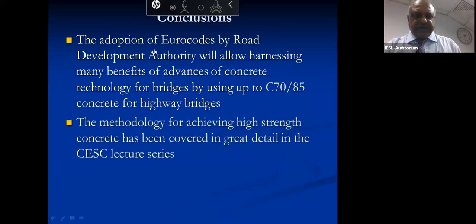Conclusions: adoption of Eurocodes by the Road Development Authority will allow harnessing many benefits of advances in concrete technology for bridges, by using up to C70/85 concrete for highway bridges. That's a very important statement, because today we have the concrete technology to go up to anything close to 100 megapascal cube strength or 90 megapascal cylinder strength. That is all practically possible.